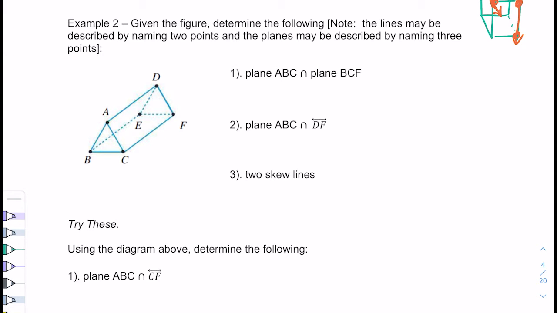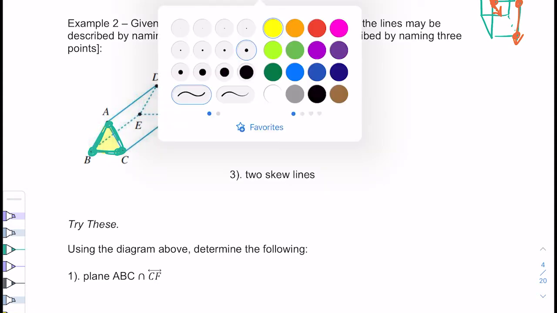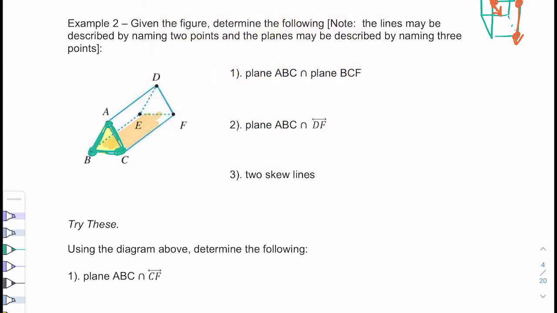Okay, so let's highlight. We've got plane ABC, which is this plane here. And plane BCF. Okay, so where's BCF? BCF is this bottom plane. Okay, because you can see, connect the dots from B to C to F. Okay, it's this giant plane, including E, because you only need 3 points to make a plane.